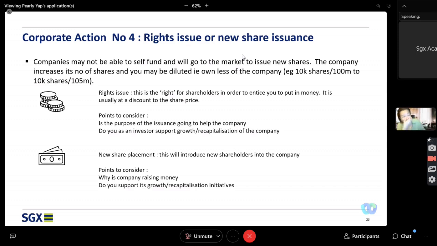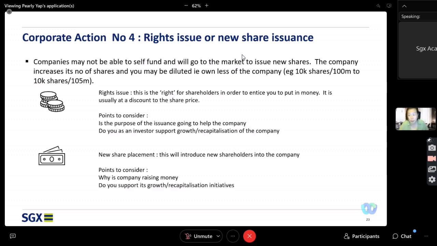Corporate action number 4 relates to rights issue or new share issuance. All right. I will do new share issuance first before I explain rights issue. Okay. Sometimes, as I said, the company is growing very fast, or they have run out of money. They have no more money, and they have already borrowed a lot of money from the bank. I don't think it's wise for them to borrow more money. So they may go to shareholders and say, can I get more money from you?